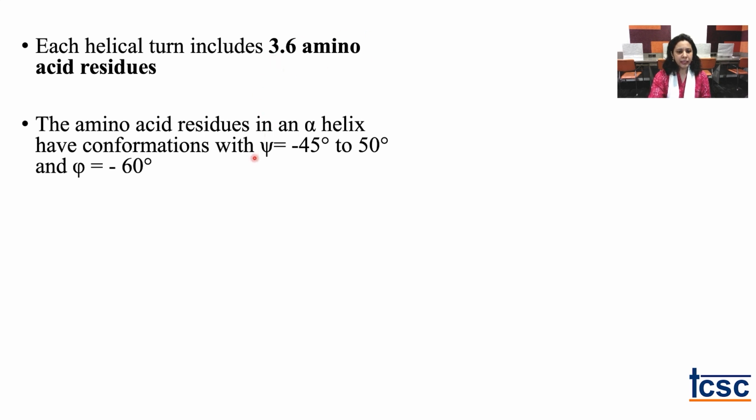The phi and psi angles which can be taken for the alpha helix to form: psi angles can range between minus 45 degrees to 50 degrees, whereas the phi angles are usually around minus 60 degrees. So when these values are taken, the primary structure of a protein will usually fold up into an alpha helix.